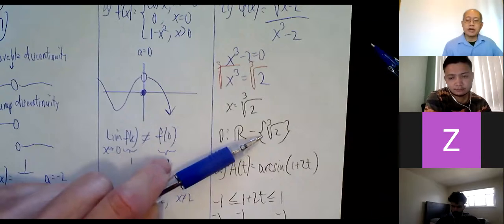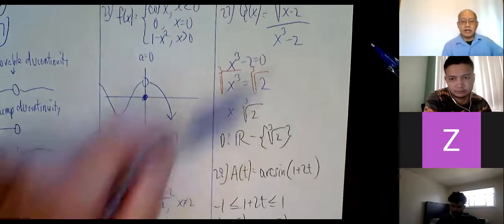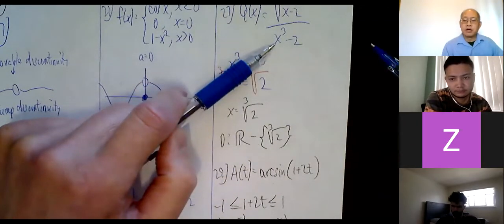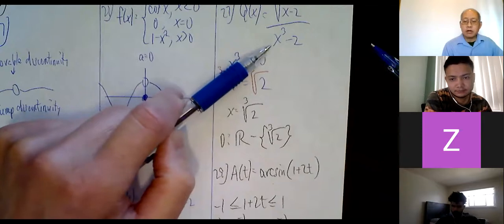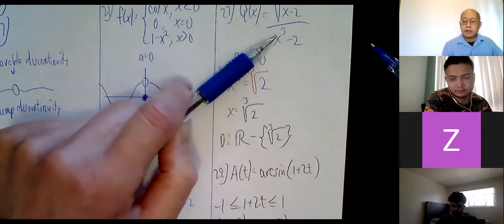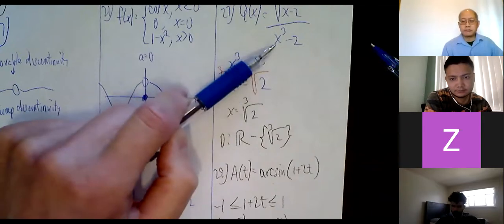It's like saying the only number you cannot plug in is the cube root of 2. And you can tell what happens when you plug in the cube root of 2. Well, you have the cube root of 2 cubed, which gives me 2, and 2 minus 2 is 0. So there we go.